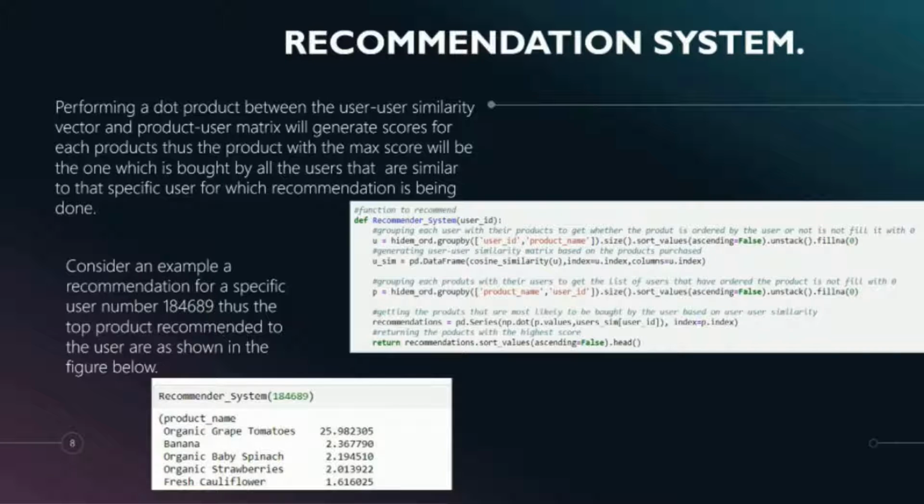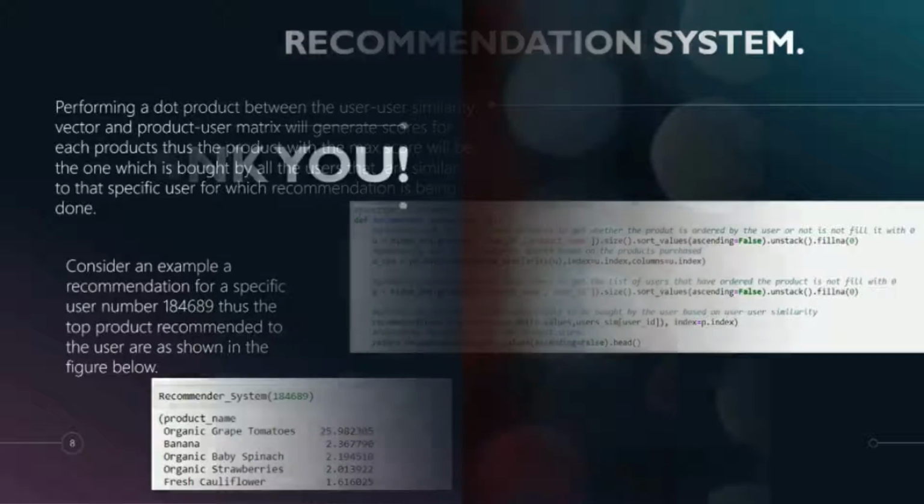Performing a dot product between the user similarity matrix and item user matrix will generate a score for each item. Thus, the product with the max score will be the one which is bought by most of the users that are similar to the current user for whom the recommendation is being performed. The snippet of code to the right side generalizes the entire procedure. The image at the bottom shows the recommendation made by the recommendation system for a specific user.